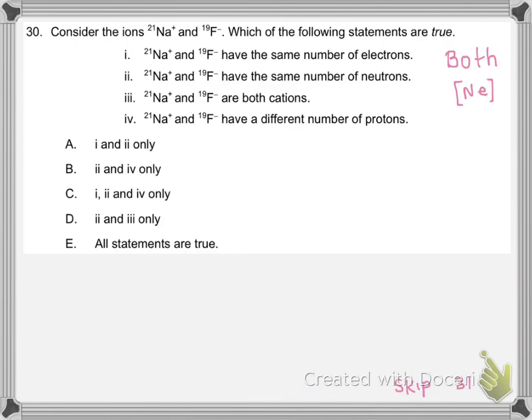Okay, here for number 30, we have two ions, sodium and fluoride, and we have to pick what's true. Looking at the periodic table, we can see that both of these ions have a neon core for their electron configuration. So these are isoelectronic, they have the same electrons, making the first statement true.